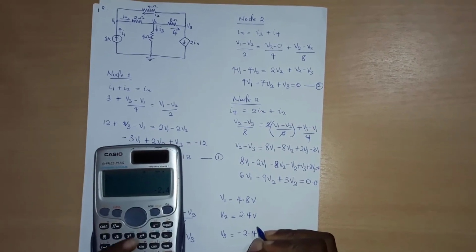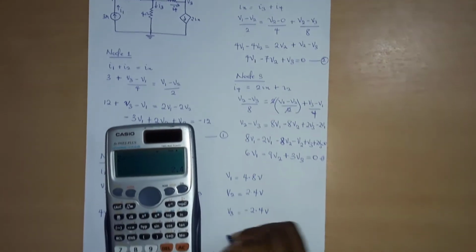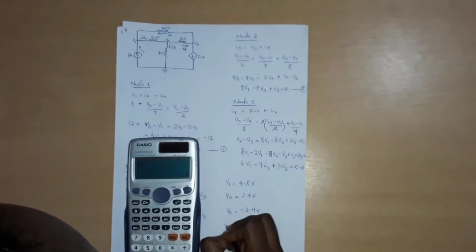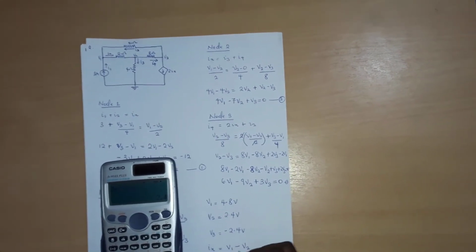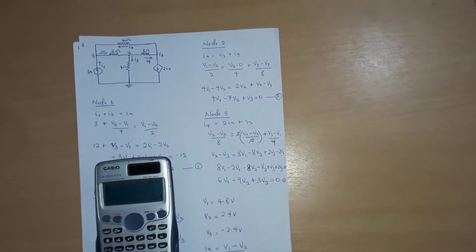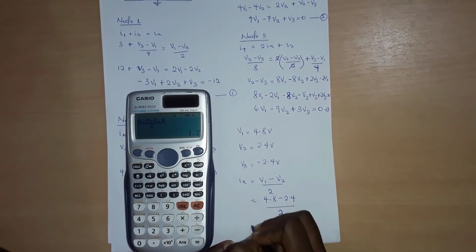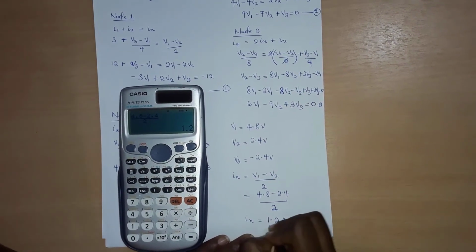And as I said earlier, we are to find the current Ix. So from our equations, we know that Ix is V1 minus V2 over 2. Ix is 4.8 minus 2.4 over 2, and that leaves us with Ix being 1.2 amps.